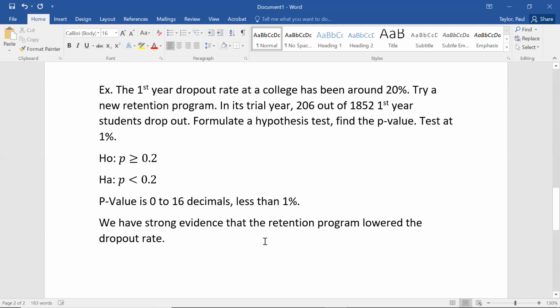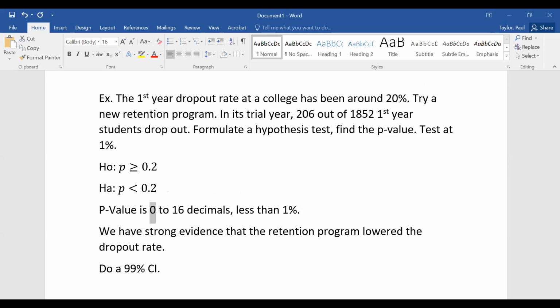I'm going to add something to this question that was not part of the original question. Let's do a 99% confidence interval. Okay, because the p-value is so small, it seems like maybe this new program didn't just lower it a little, maybe it lowered it a lot, because the results of our experiment were so far away from the old number of 20% that the p-value was super tiny, 0 to 16 decimal places. That's extraordinarily small. So let's run the 99% confidence interval.